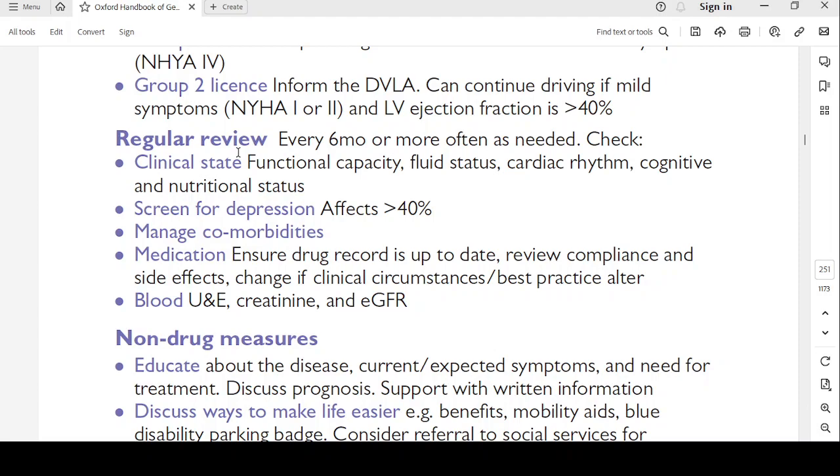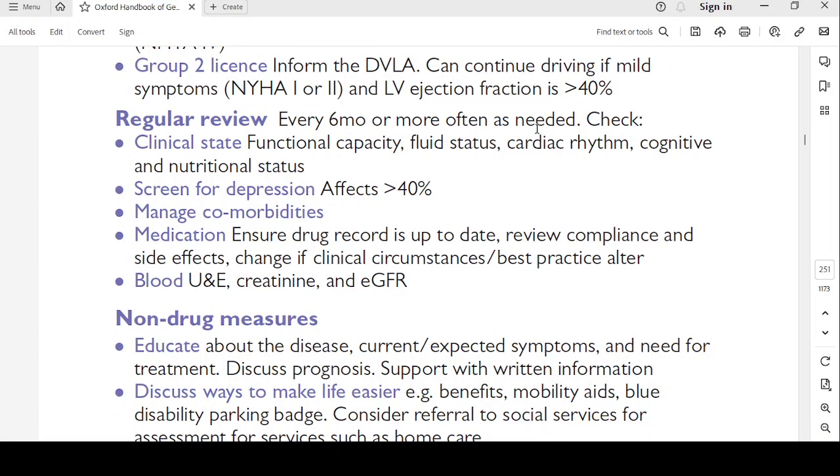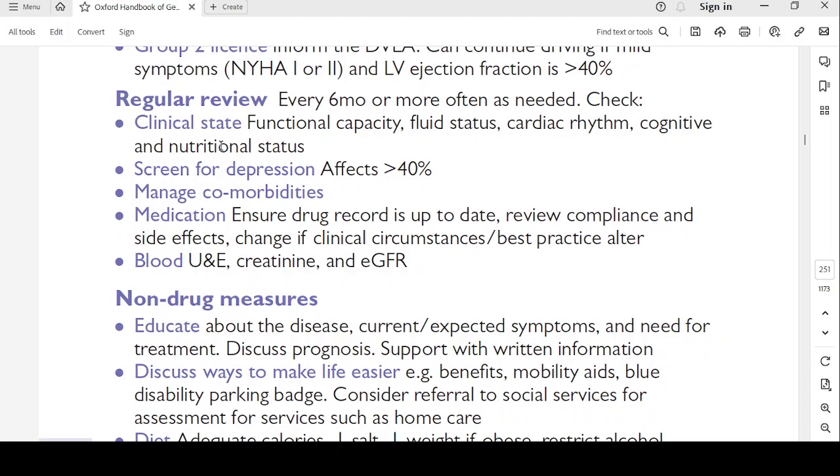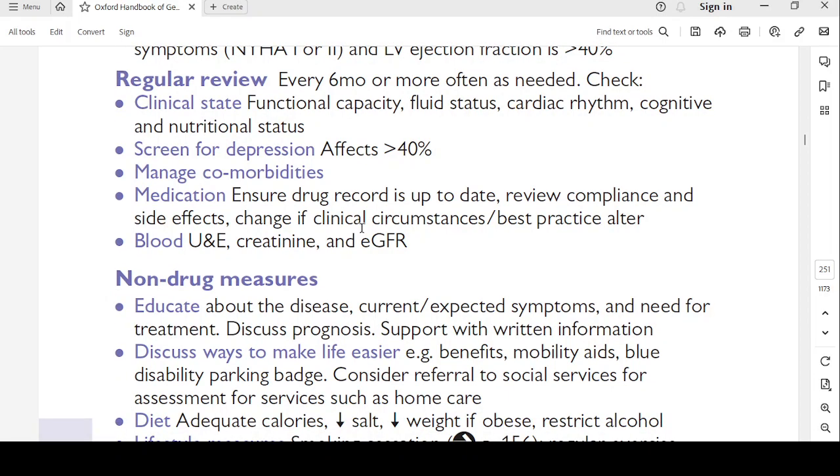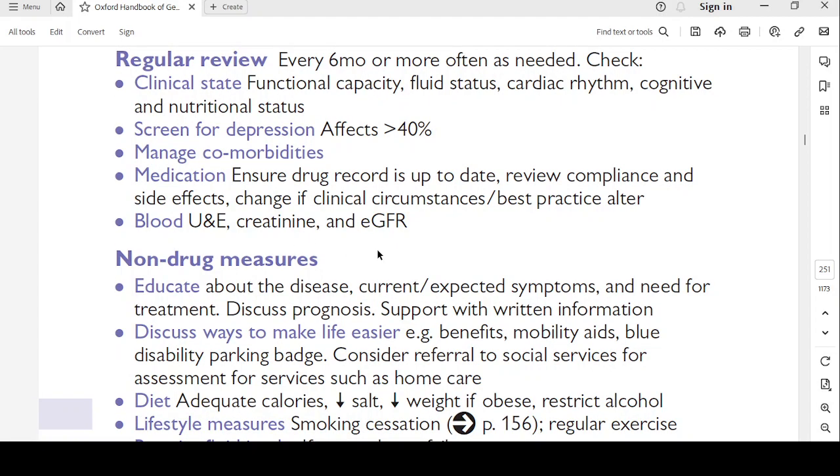Regular review: every 6 months or so, more often as needed. Check clinical state, functional capacity, fluid status, cardiac rhythm, cognitive and nutritional status. Screen for depression, which affects more than 40% of patients. Manage comorbidities. Medication: ensure the drug record is up to date. Review compliance and side effects. Change if clinical circumstances or best practice alter. Blood tests: urea and electrolytes, creatinine and eGFR to check kidney function.